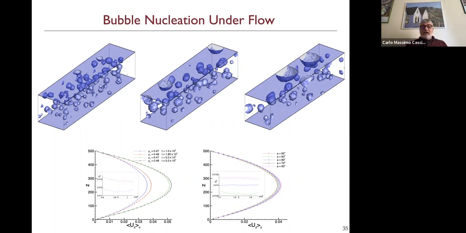What you see in the diagrams in the lower part of the slides are the mean velocity profiles for different conditions in terms of initial density, while on the right you compare the mean velocity profile as a function of the wettability of the wall, changing from lyophilic to lyophobic.